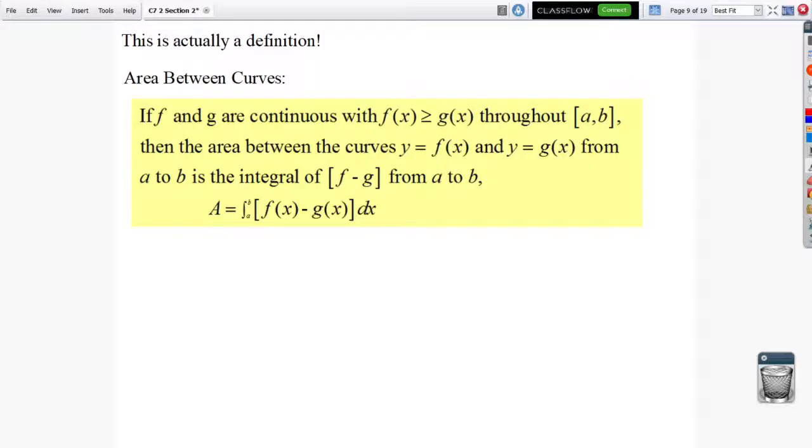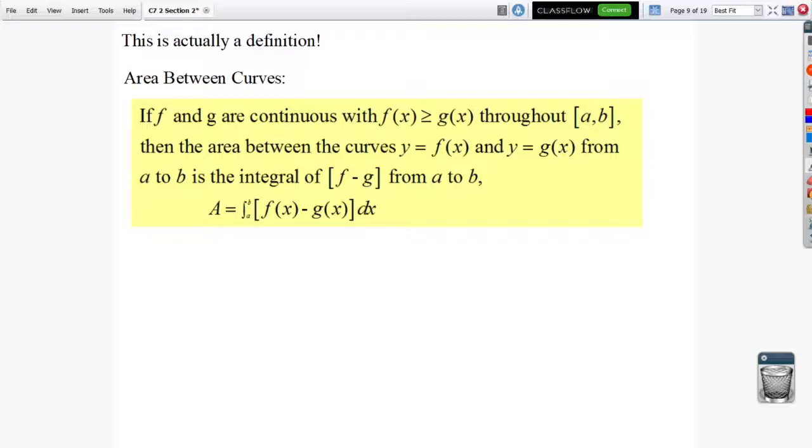So looking up here, we've now established how to find the area between two curves. If f and g are continuous with f greater than g, meaning f is the dominant function throughout the interval from a to b, then the area between the curves y equals f of x and y equals g of x from a to b is the integral of f minus g from a to b. Meaning we can jump right to it: when we want to find the area between two curves, the area is equal to the integral from a to b of f of x minus g of x dx, as long as f of x is the dominant function.